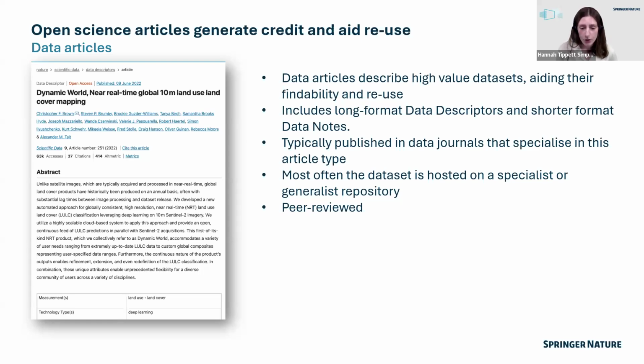Data articles can take different forms. So you've got long format data descriptors. They're the papers that, at Springer Nature, we would direct you to Scientific Data. And then we've got shorter versions, which are called data notes. And then the data itself is typically hosted in a recognized repository, which is either domain specific or generalist, like Figshare. And the article will link directly to it, making reuse and citation easier.